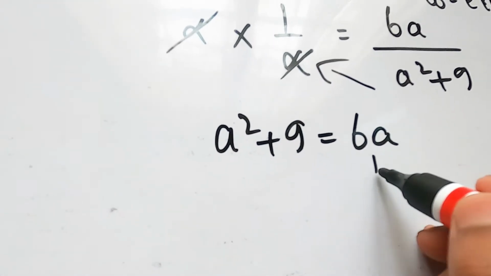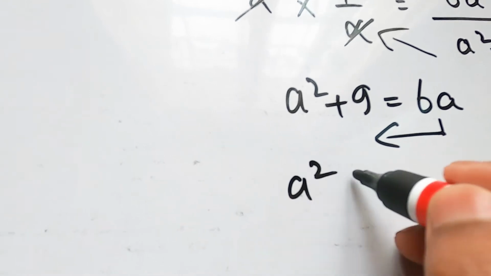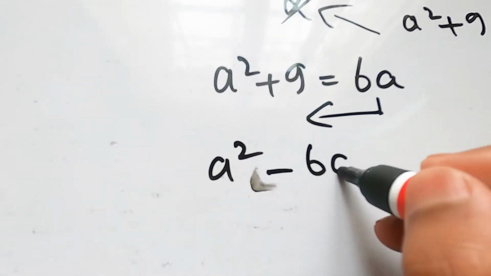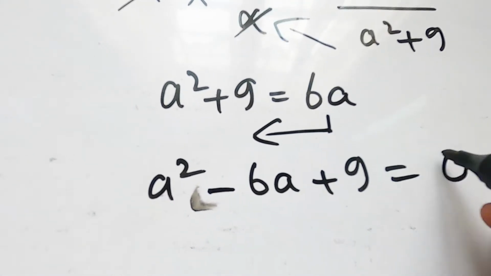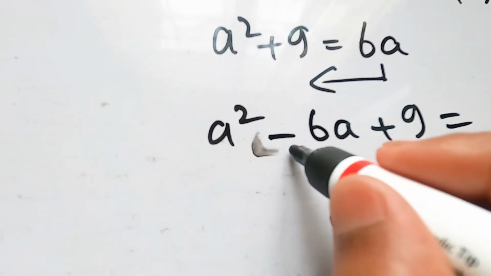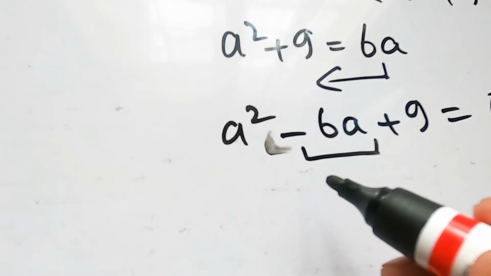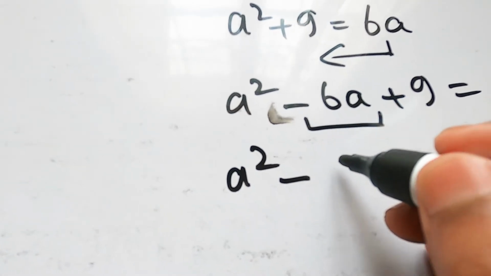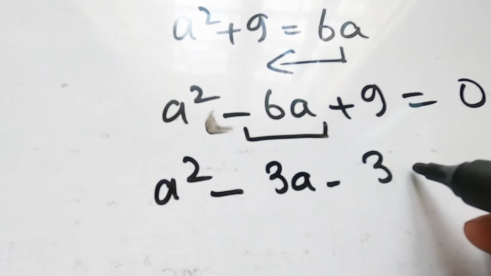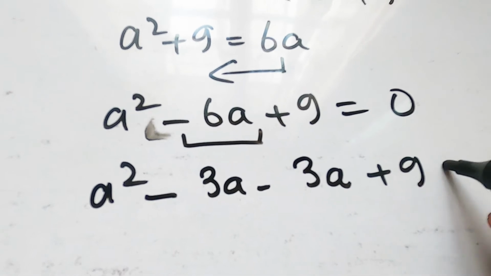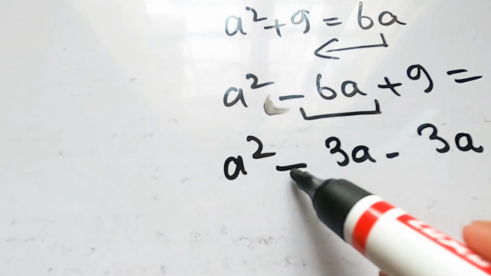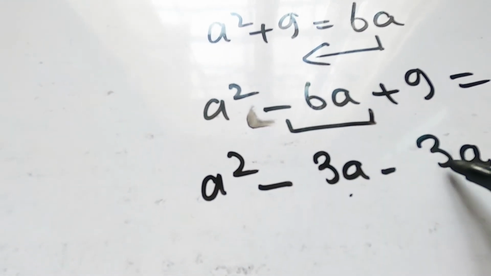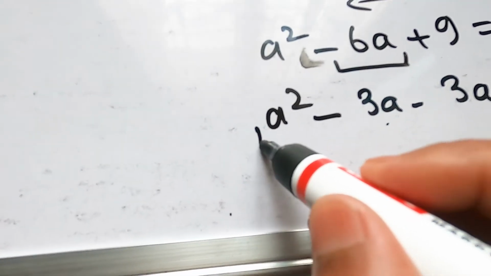So you transfer 6a to the left hand side, it will become a square minus 6a plus 9 is equal to 0. Next we will split the middle term. So it will be a square minus 3a minus 3a plus 9 is equal to 0, because minus 3a minus 3a, when you add them together, you will get minus 6a, and 3 into 3 you will be getting 9.